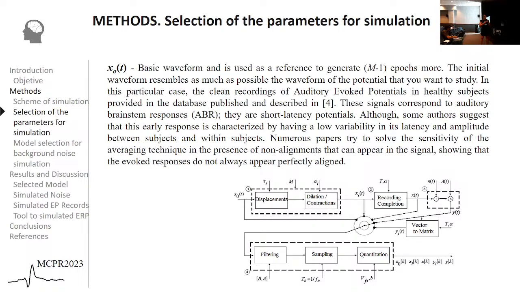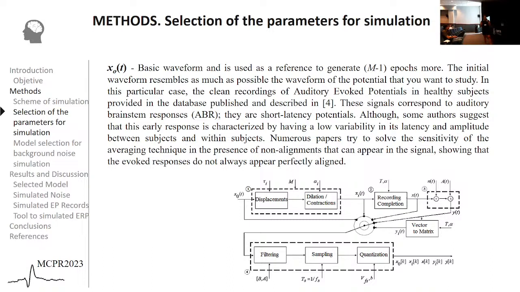What is the selection of the parameters for the simulation? The first parameter is X0. X0 is the basic waveform and is used as a reference to generate n-1 more. The initial waveform resembles as much as possible the waveform of the potential that you want to study. In this particular case, the clean recording of auditory evoked potential in healthy subjects, from the database published and described in Physionet. These signals correspond to the auditory brainstem response, ABR, the short latency potential.